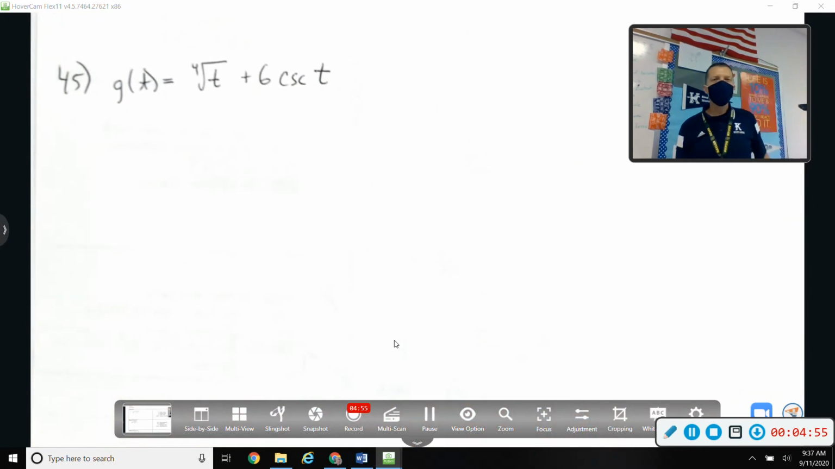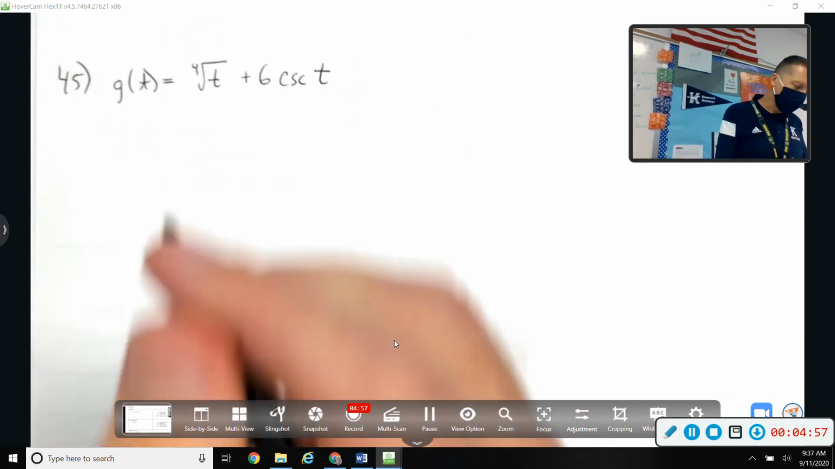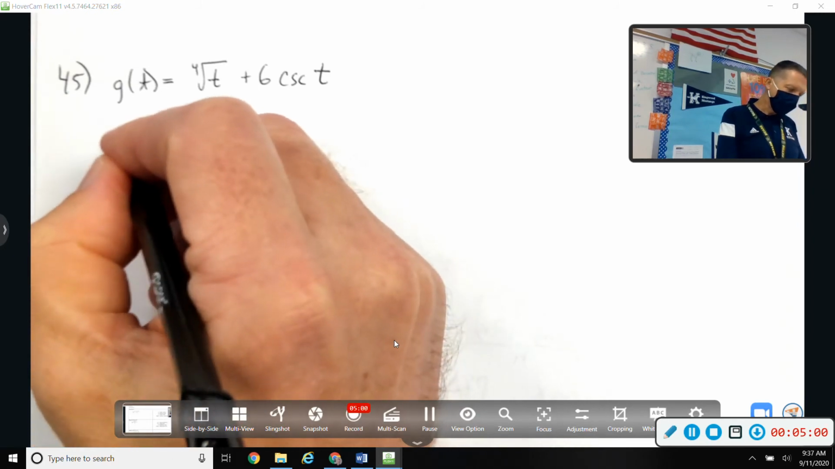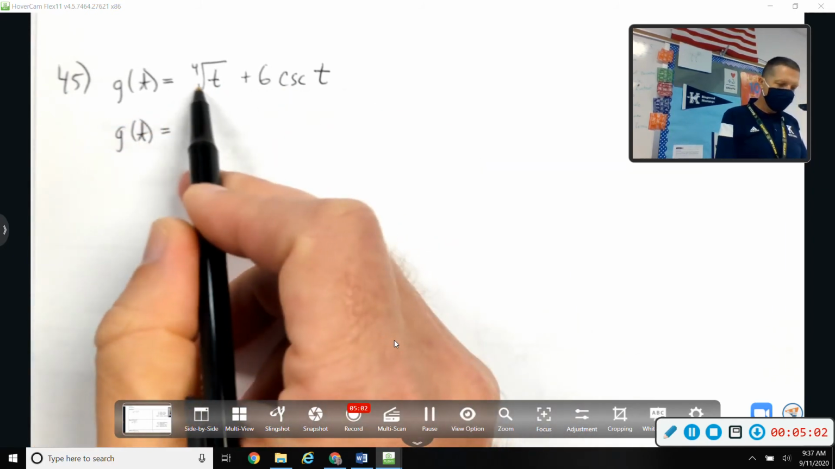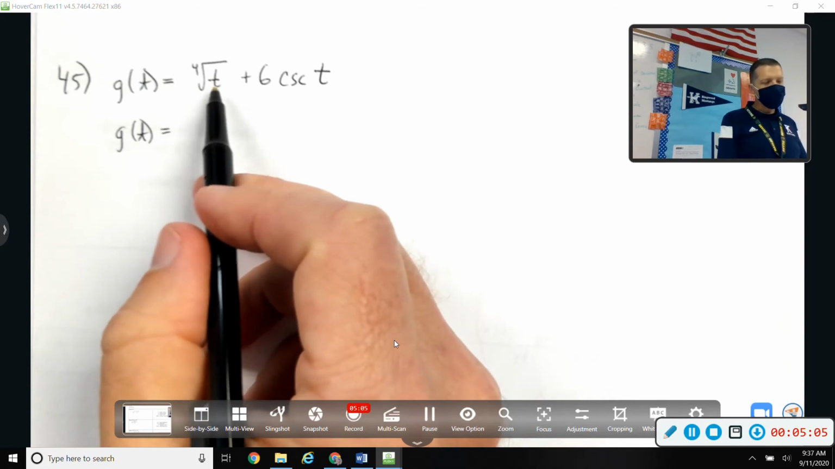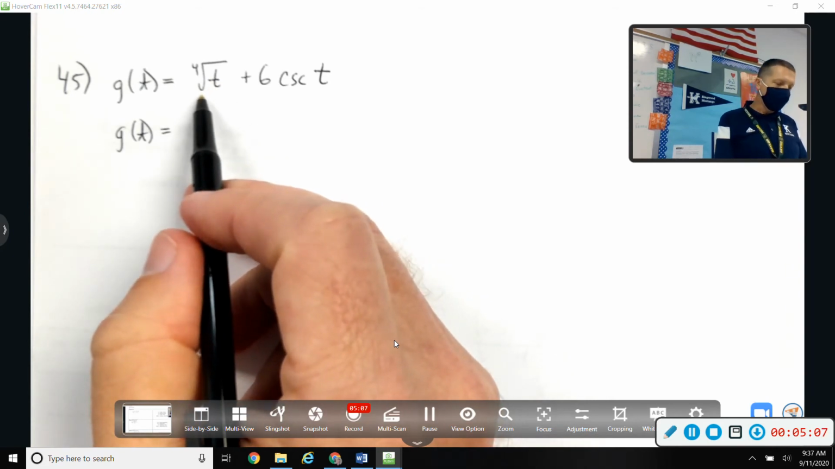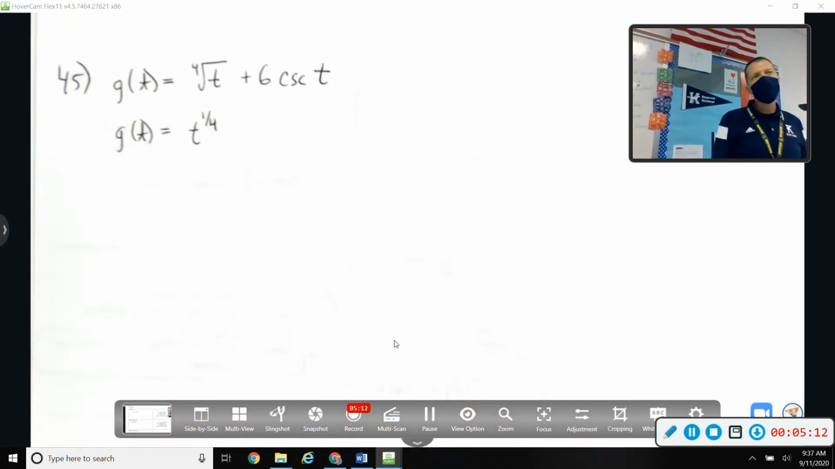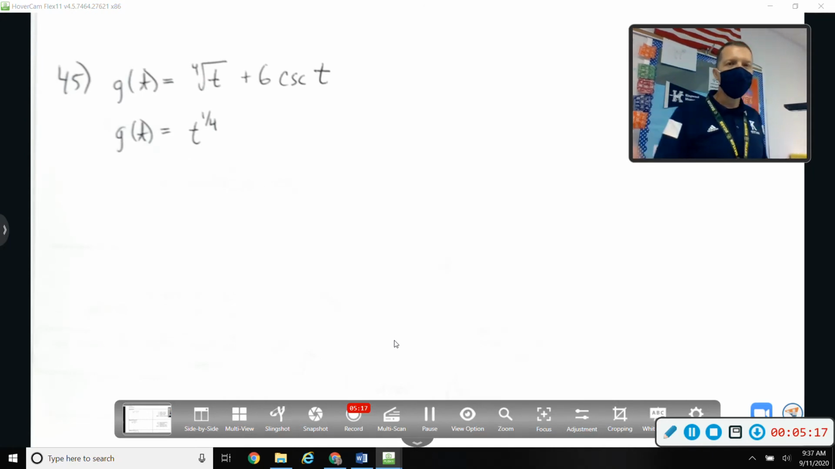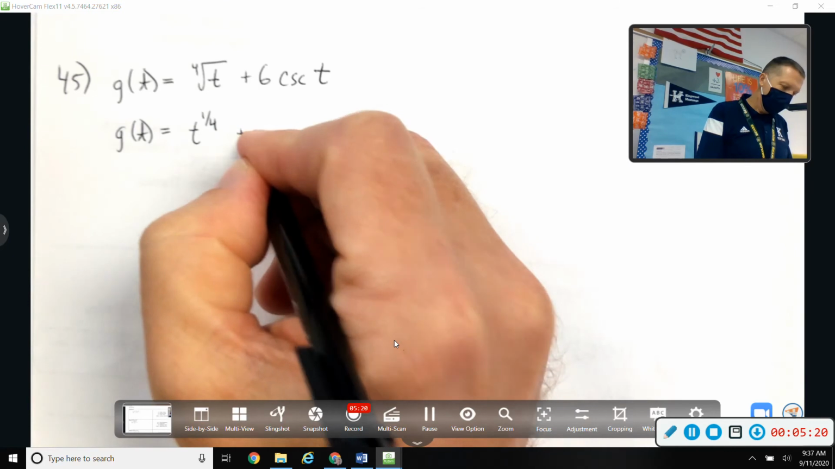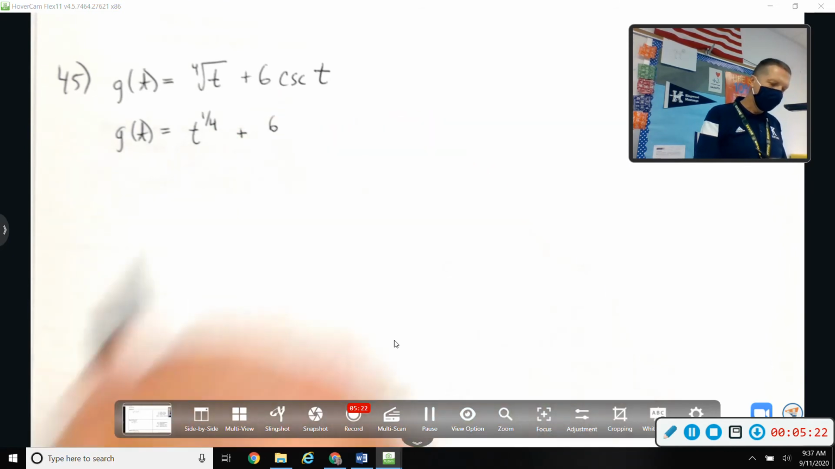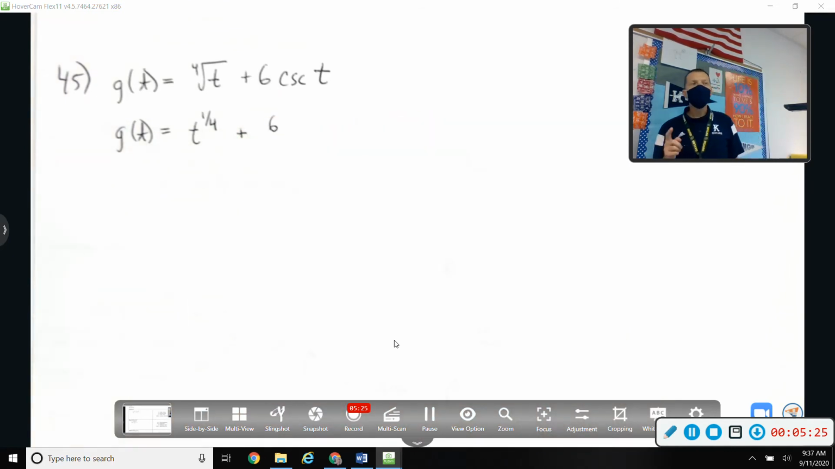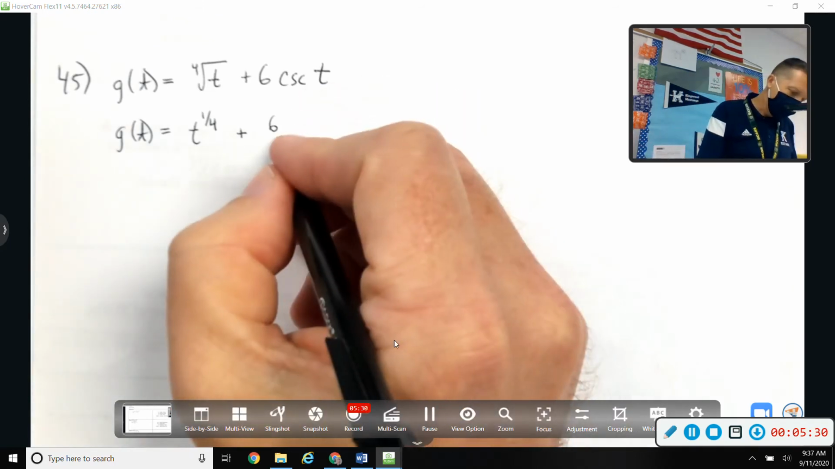All right. The fourth root of t plus 6 cosecant t. The fourth root. There is no derivative rule for roots. The only rule we know is to make it into a power and then do the power rule. So the fourth root is 1/4. So we'll make that change, and now we can use the power rule on it. We also don't know anything about cosecant yet. We'll learn one later.